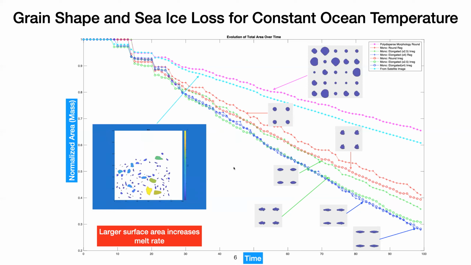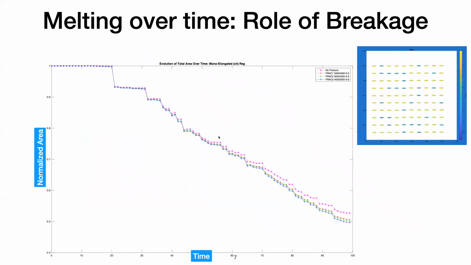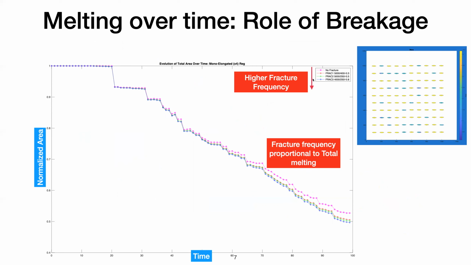Now, something interesting is that here we just have constant melting. We didn't have a lot of additional changes. So then what we decided to do was assess the role of breakage. We decided to apply a random breakage frequency on the same distribution of flows. And we found out that fracture frequency is proportional to the total melting. So as we increase the frequency of fracture, we also had an increase in the total amount of melting. So of course, these effects of breakage and shape can couple together into the effects of lateral melting.